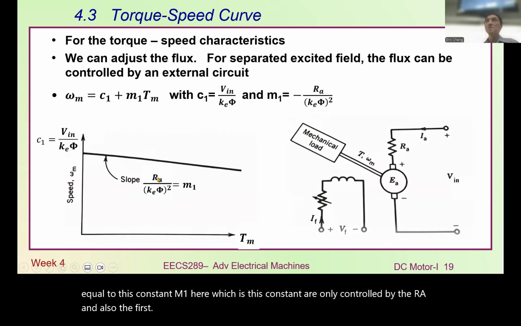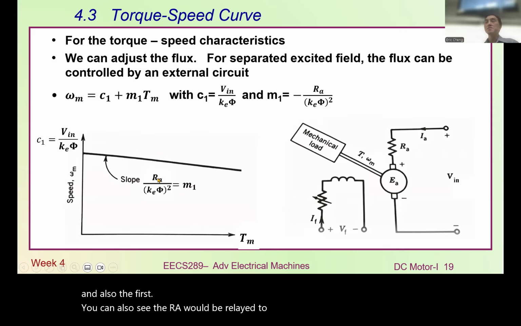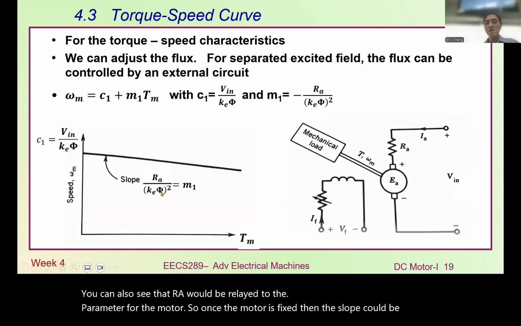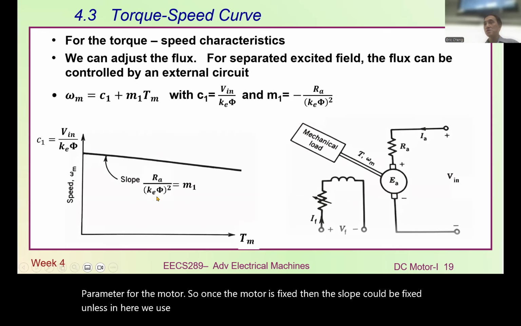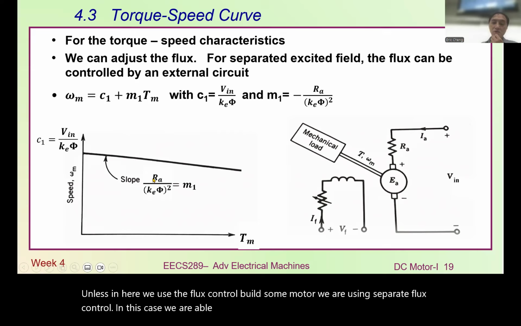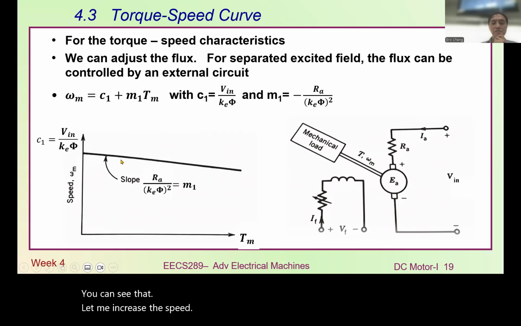You can also see that RA is related to the parameter of the motor. So once the motor is fixed, then the slope is fixed, unless we use flux control, because some motors use separate flux control. In this case, we are able to vary the slope. If we are able to vary the slope, then when we increase the speed from this point to that point, we find that the output torque becomes lower.